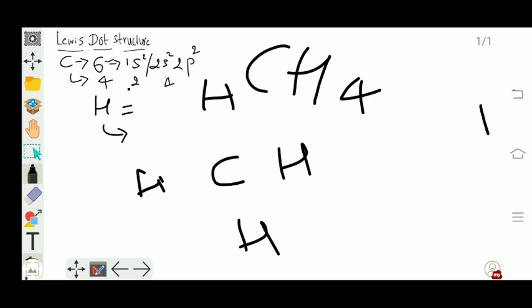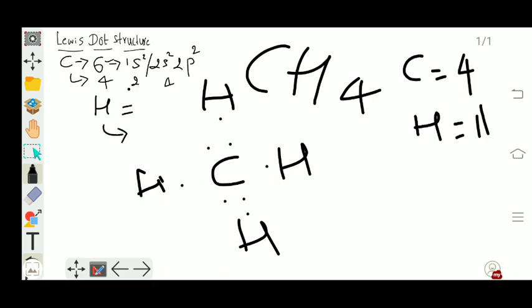At the start I told you that carbon has 4 valence electrons and hydrogen has 1 valence electron. These 4 electrons are represented as dots: 1, 2, 3, 4. And each hydrogen has 1 electron, that is 1, 1, 1, 1.